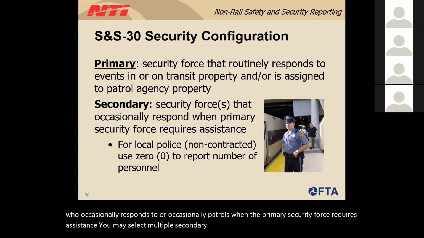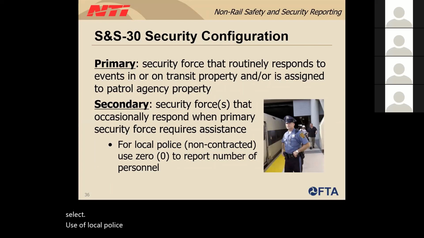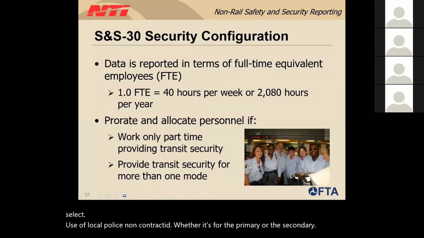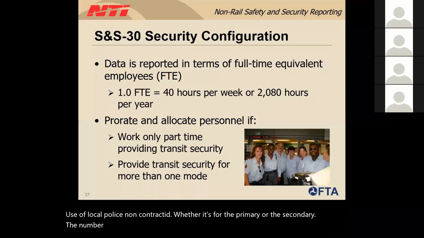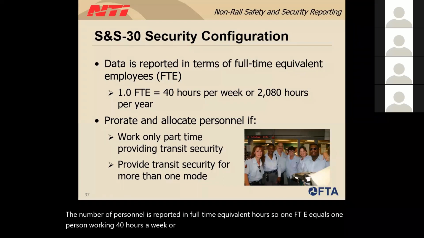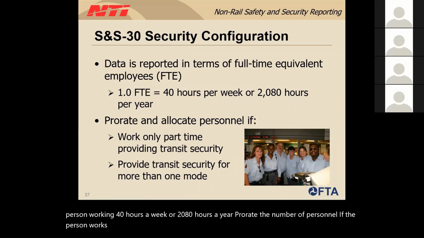Please use a count of 0 when you select use of local police non-contracted, whether it's for the primary or the secondary. The number of personnel is reported in full-time equivalents. So 1 FTE equals 1 person working 40 hours a week or 2,080 hours a year. Prorate the number of personnel if the person works only part-time providing transit security, or they provide security for more than one mode.